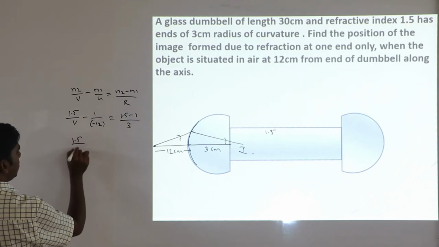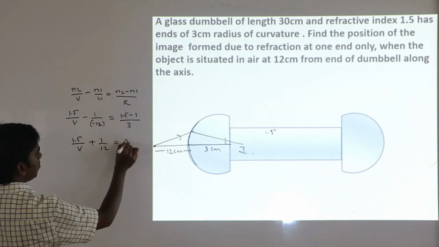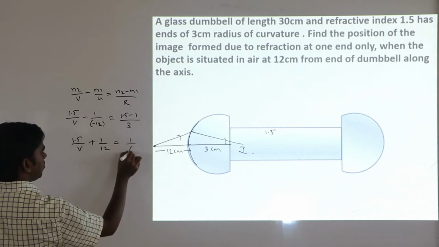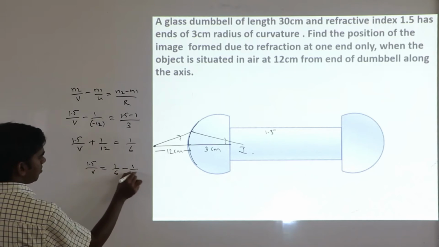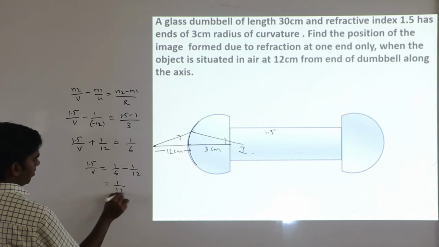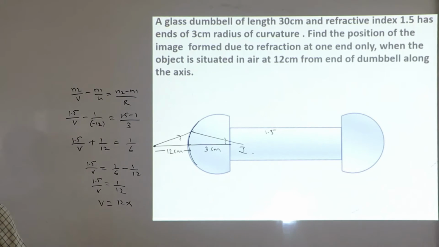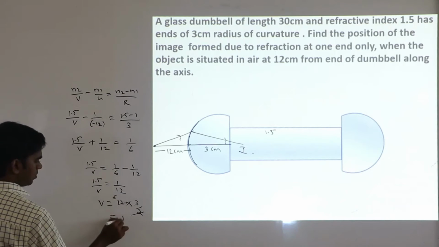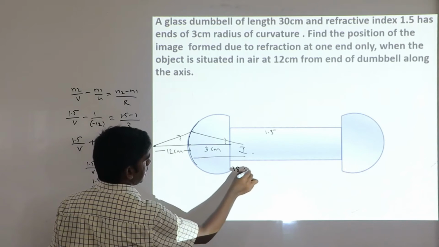So this equals n2 minus n1, that is 1.5 minus 1, divided by r, which is 3. So 1.5 by v plus 1 by 12 equals 0.5 by 3. Can I write 0.5 by 3 as 1 by 6? Yes. So 1.5 by v equals 1 by 6 minus 1 by 12, which gives 1 by 12 only. So v equals 12 into 1.5. Writing 1.5 as 3 by 2, this is going to be 6 times 3, so 18 centimeter. The image distance is 18 centimeter.